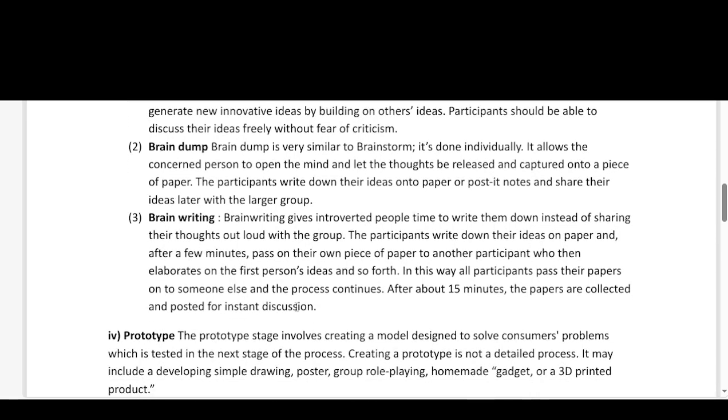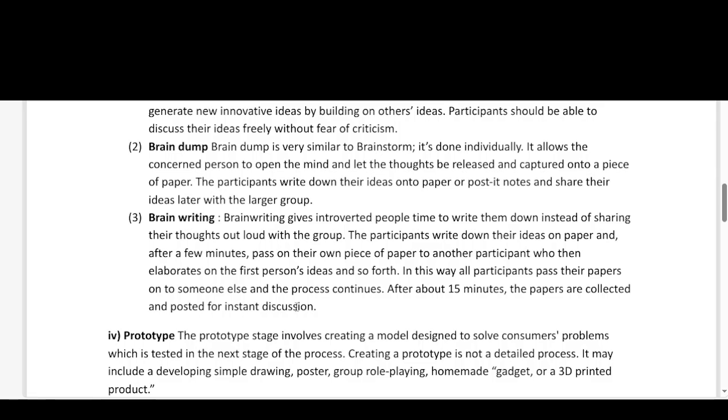Brain writing gives the introverted people time to write them down instead of sharing their thoughts out loud in the group. Participants write their ideas on a paper. After a while, they pass their own piece of paper to another participant who then elaborates on the first person's idea, and so forth. In this way, all participants pass their papers on to someone else and the process continues for about 15 minutes, and the papers are collected and posted for discussion.